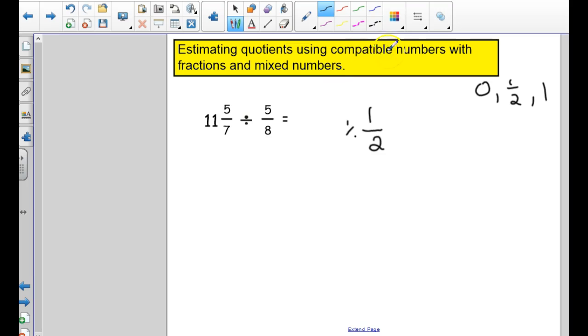Okay? And so now we're going to take a look at the dividend, 11 and 5/7. In this case, even though you're estimating with compatible numbers, 1/2 is going to be compatible with anything. So we're just going to estimate this 11 and 5/7 to the best number possible. On the number line between 11 and 12, we would find 11 and 5/7 fairly close to the 12 side. So now this becomes a division problem of 12 divided by 1/2. And as we all know, with keep, change, flip, we keep the first number, change the operation, and flip the second fraction, and then this becomes the answer 24. So 24 is a good estimated answer to this original problem.